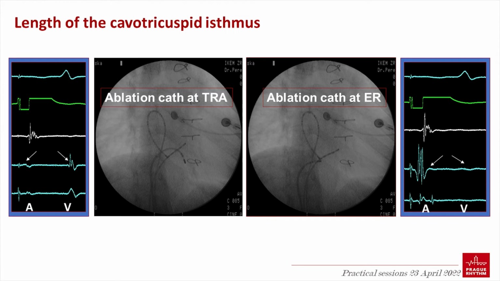In this view, you see how the length of the cavotricuspid isthmus can be estimated based on the local electrograms from the ablation catheter. At the annulus part, we can see a large ventricular signal and a small atrial electrogram. On the contrary, at the eustachian ridge, we can observe a large atrium and a very small far-field ventricular electrogram.